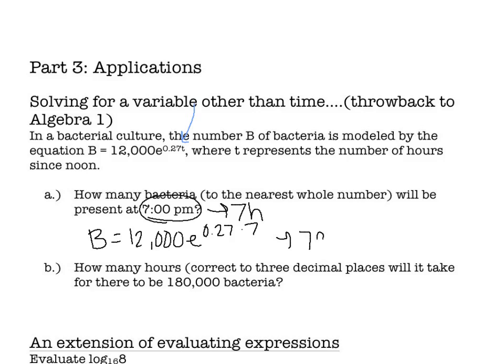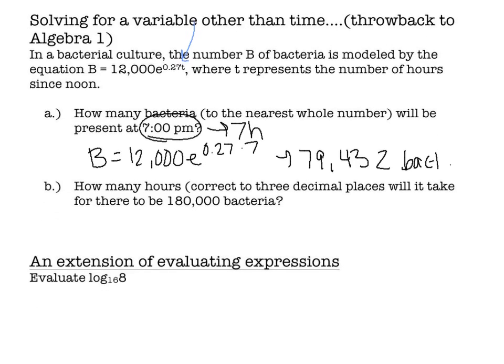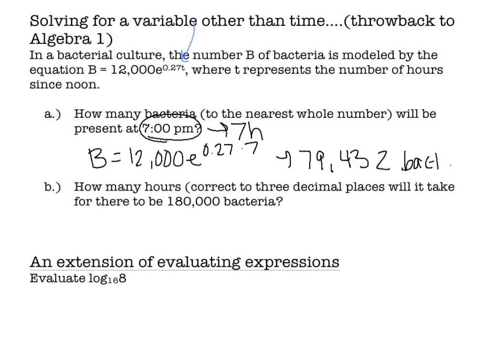This second example: how many hours will it take for there to be 180,000 bacteria? Let's fill in what we know first and go from there. So 180,000 is equal to 12,000, same first equation, times e to the 0.27 times h power. And we're trying to figure out what h would be.